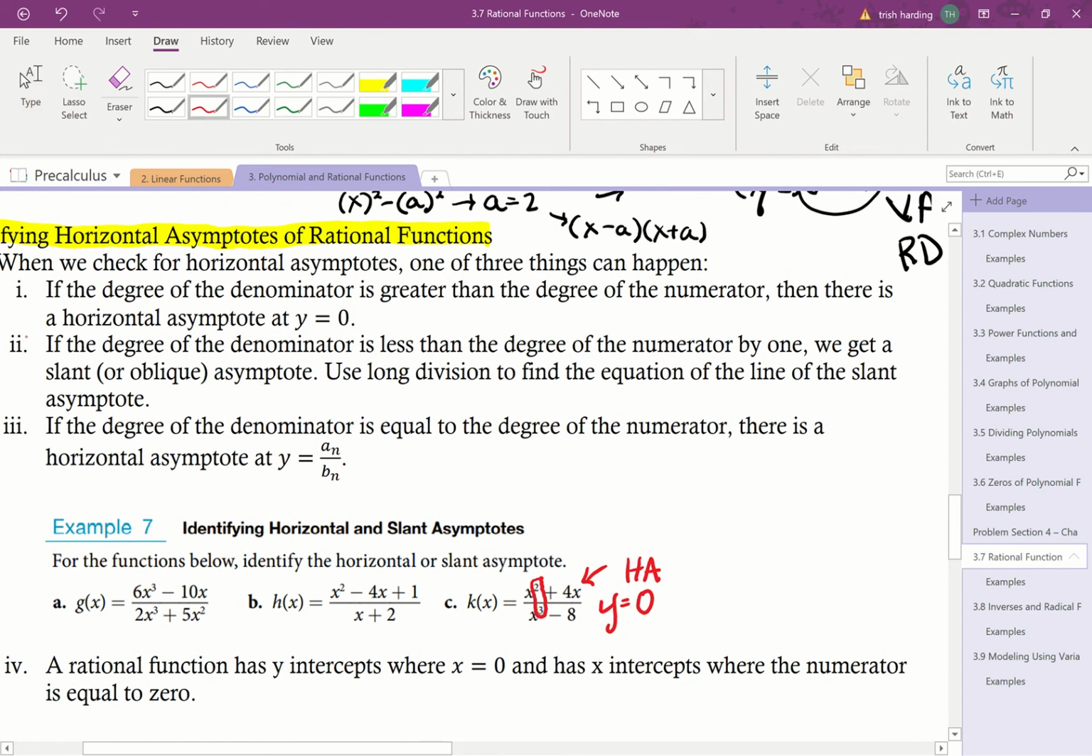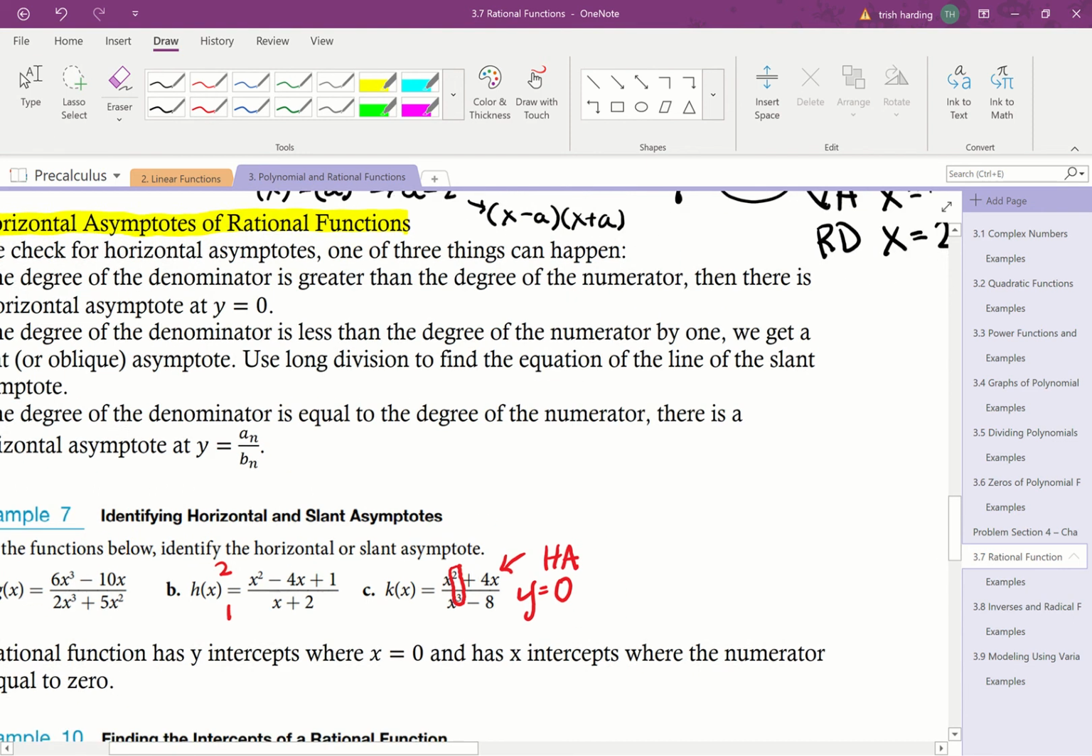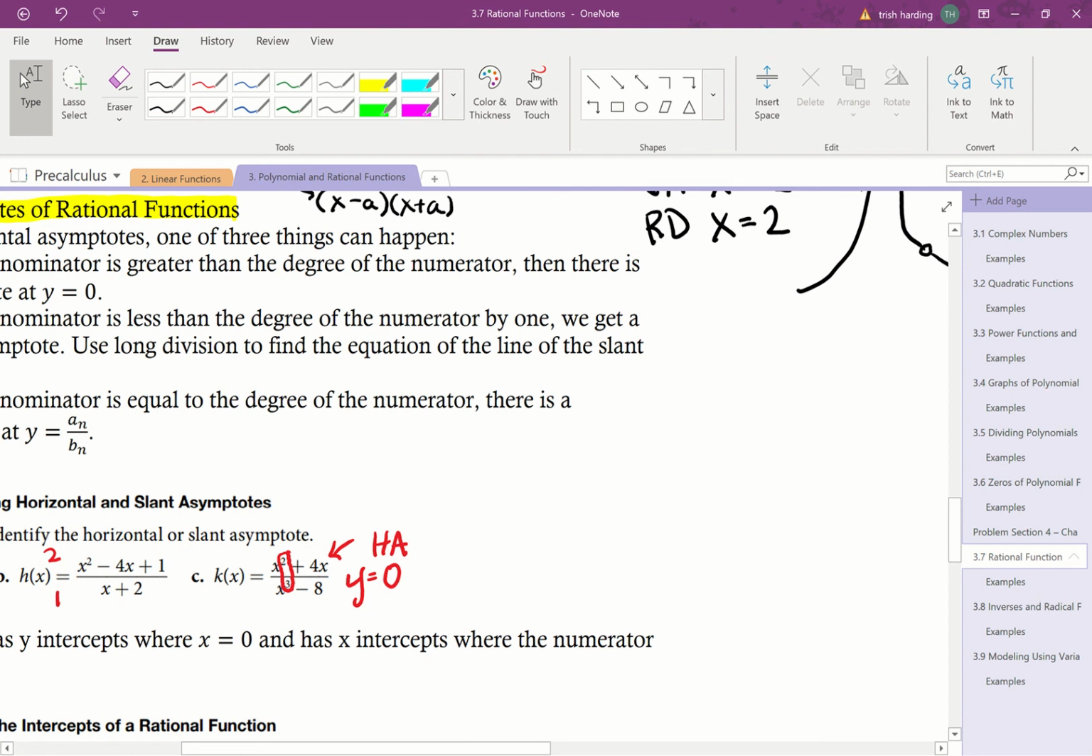Okay, and we're going to go on to this one. If the degree of the denominator, the one on bottom, is smaller than the degree of the one on top, you're going to get an oblique asymptote. And we will use long division to find the equation of that slant line. So which one does that look like down here, A or B? So it looks like this one, because notice that our top is 2 and our bottom is 1. So the degree of the denominator is less than the degree of the numerator by exactly 1. So I'm going to go ahead and divide those out to get the answer.